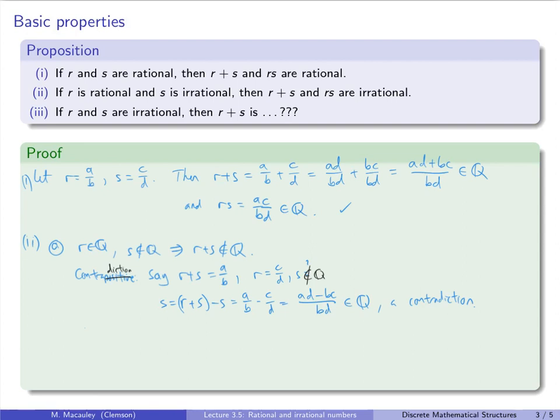Oh, actually, there's one more I haven't done. I haven't shown that r times s is irrational. Let me do that one now. Let me call this part b. For part b, we're going to have the same assumptions. r is rational, s is irrational, and we want to conclude that rs is irrational. So let's, once again, do a contradiction and assume that r times s is rational. So let's say that r times s is a over b. Oh, and I should also say contradiction. I said it, but I didn't write it.